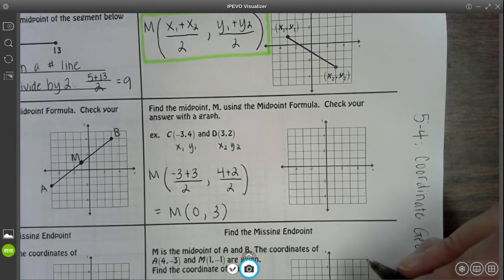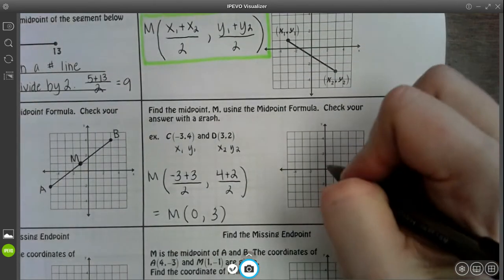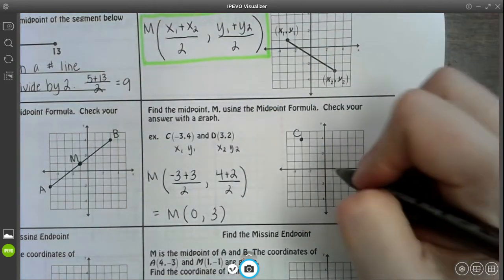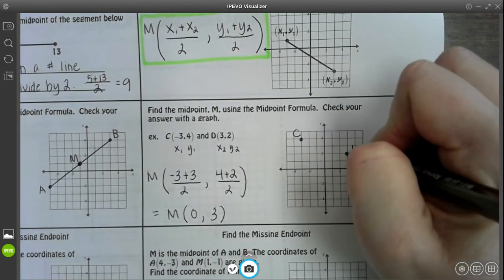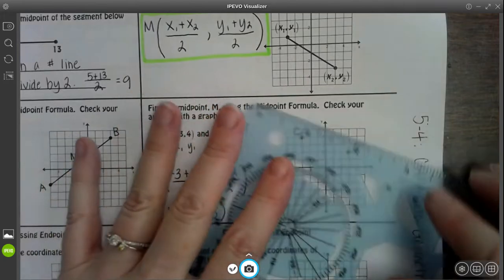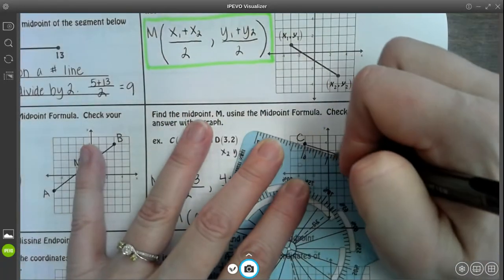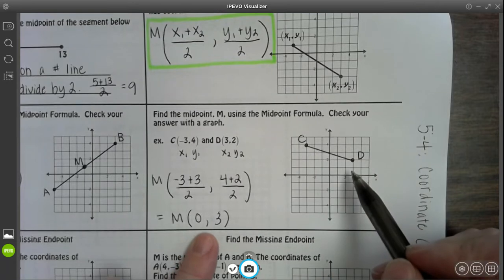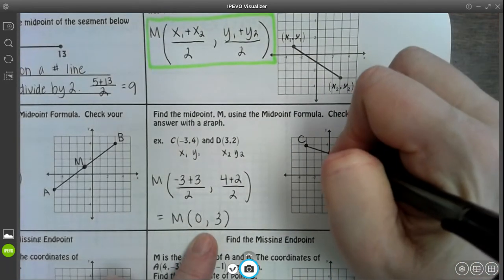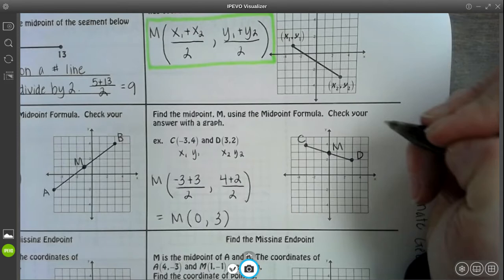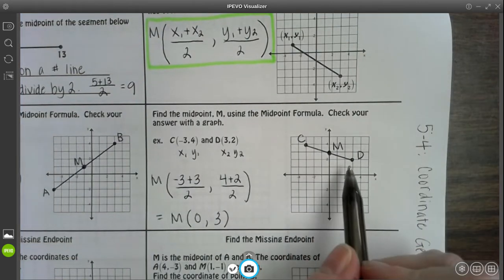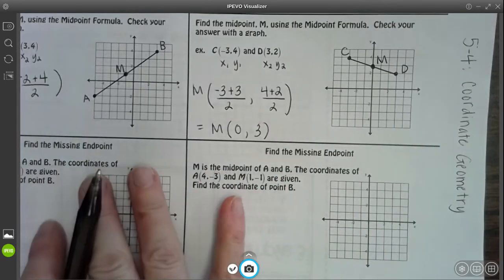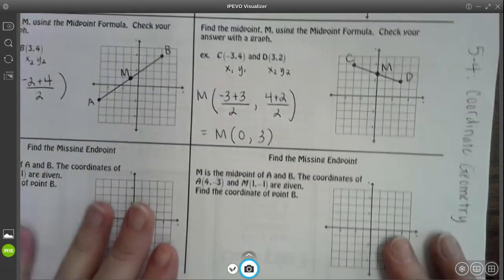All right, so let's go ahead and graph our points. So the original one, C, is at -3, 4, and D is at 3, 2. So here's my segment. And now hopefully if we plot our midpoint, it should be on the line segment and right in the middle. So 0, 3 is here, and that's perfect. It's on the line segment and it is exactly in the middle. All right, we are not going to be doing these type of problems for today, so we're going to skip that.